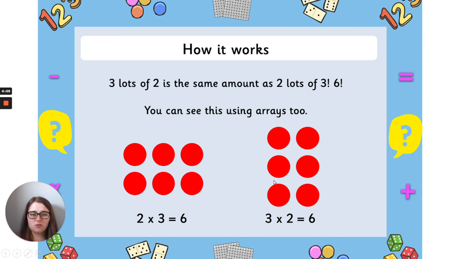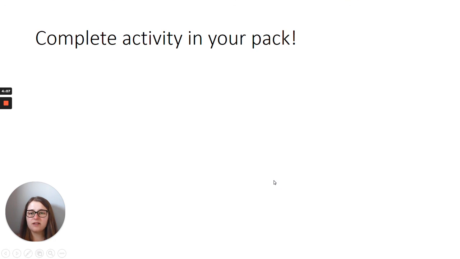They both equal 6. Okay, now I want you to have a go at the activity that's in your pack. Off you go.